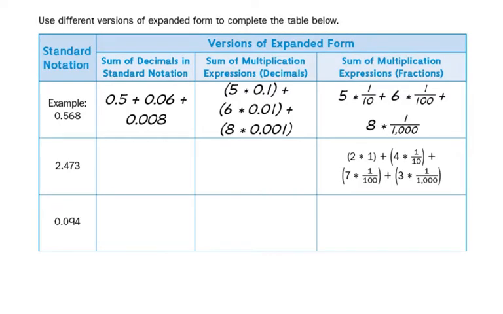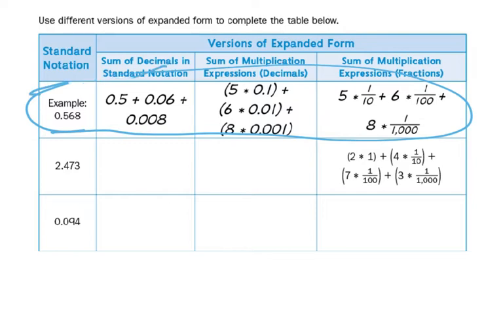Down at the lower part of page 118, it says use different versions of expanded form to complete the table below. Standard notation is in the first column, and different versions of expanded form. So it's asking us to do it 3 different ways, but it gives us an example here in the first one. So that's helpful. I always look to those examples and say, well, mine look just like that.